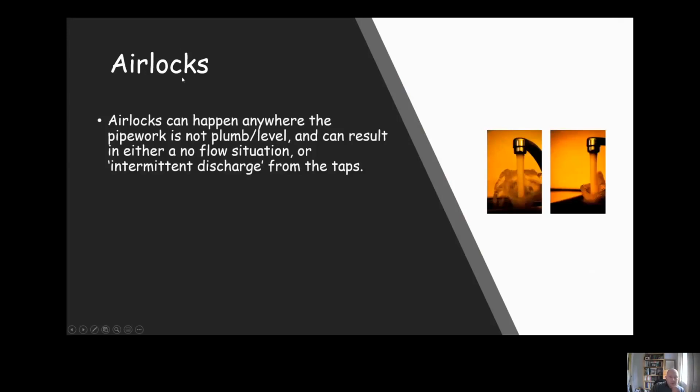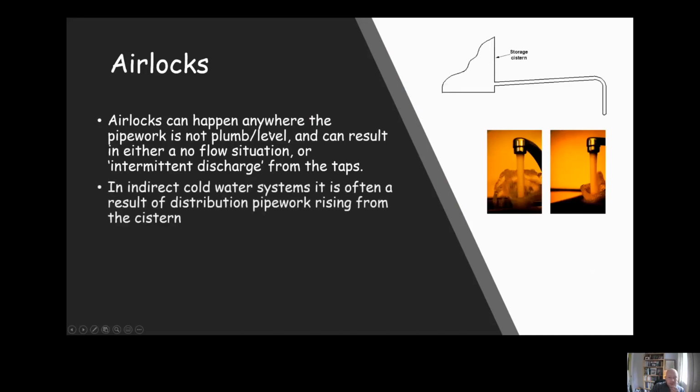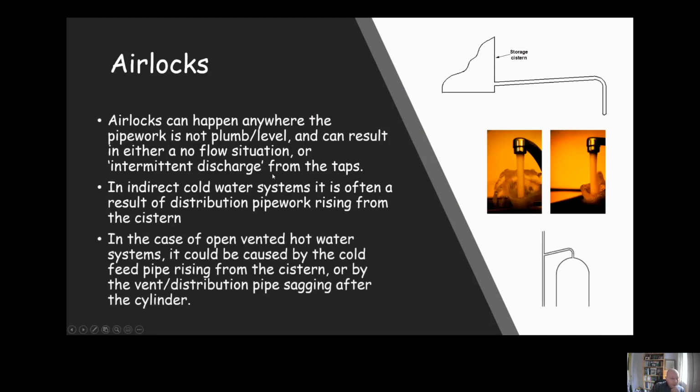Another issue with reduced flow or no flow can be airlocks, and this is something that happens quite a lot. Essentially, it can happen anywhere where the pipework isn't plumb or level. So if you, for example, have a storage system which the distribution pipe or the cold feed pipe is rising from, you can end up with air getting built up just here, which means that the water can't actually flow out, or only some of the water can flow out past it. In circumstances like that, the best thing to do is to level out the pipework, essentially, where possible.